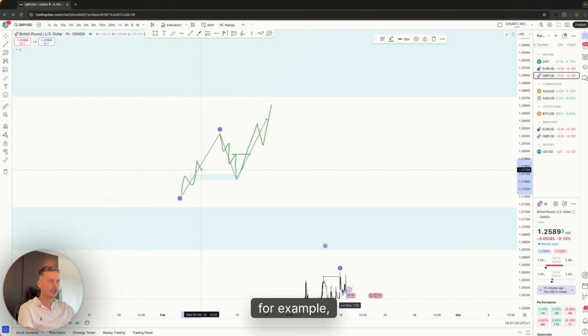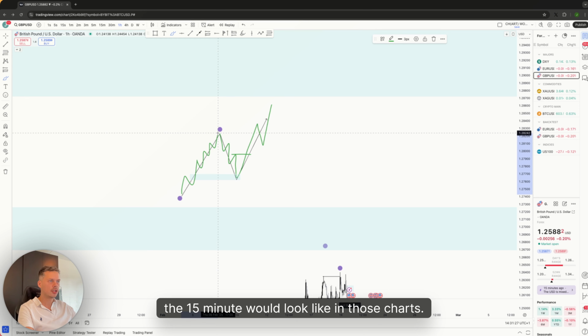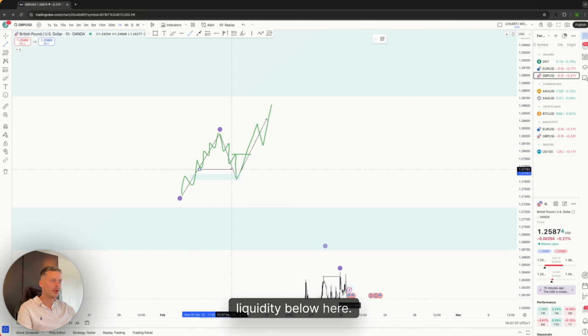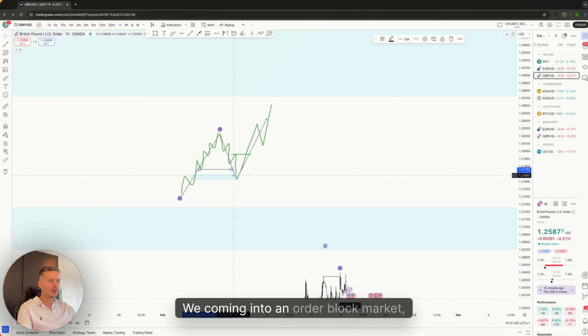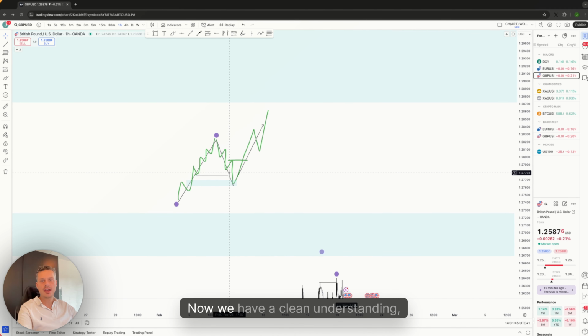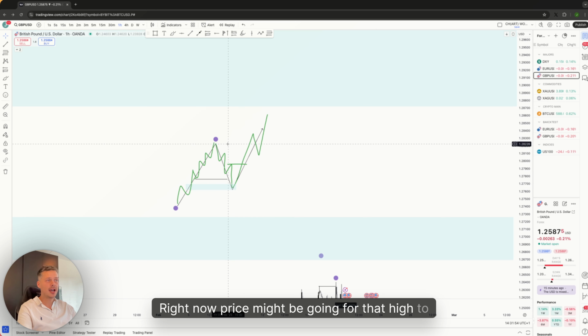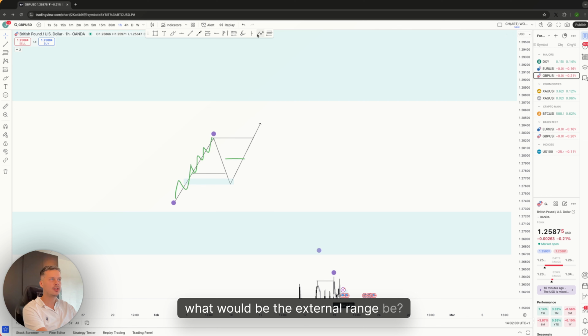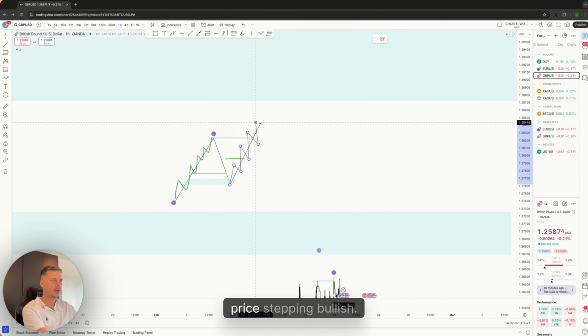So this is how, for example, the 15-minute would look in those charts. There is liquidity below here, liquidity below here. We take that liquidity out, we come into an order block, market structure stepping up bullish, breaking bullish market structure. Now we have a clean understanding, we have a good narrative of where price wants to go. Right now, price might be going for that high to make a new external range. Well, what would the external range be, right? And this is our external range, price stepping up, price stepping bullish.